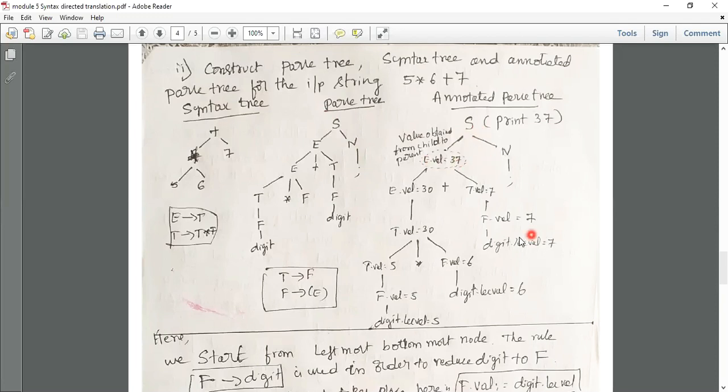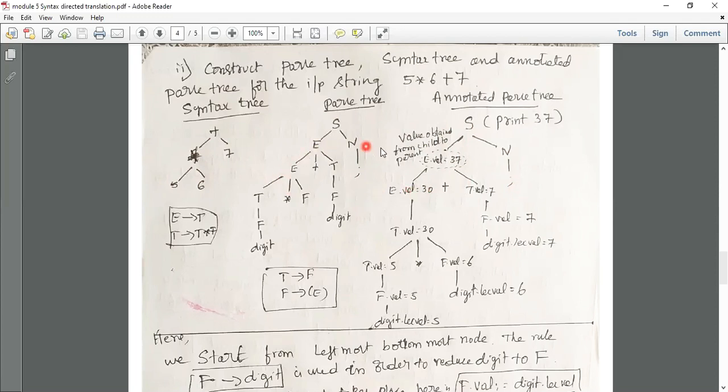See, at each node we need to show the semantic rules action. E dot value equals 37. Value obtained from child to parent. I have written value obtained from child to the parent. 5 star 6 is 30, plus 7, that is kept in the E dot val. The final answer is stored in S. So print 37. N ends, so that means I have a terminal symbol.